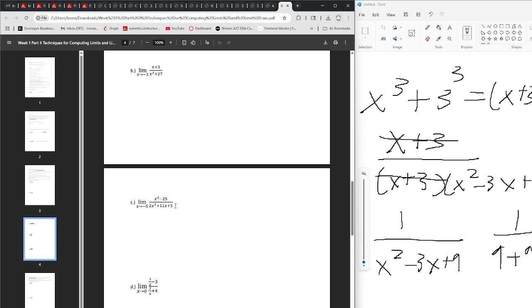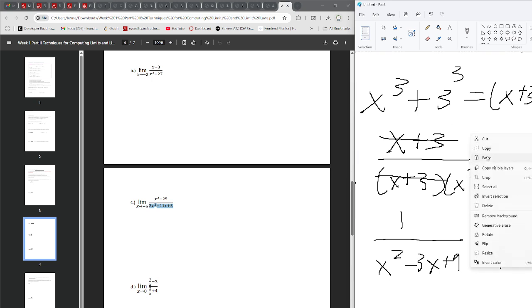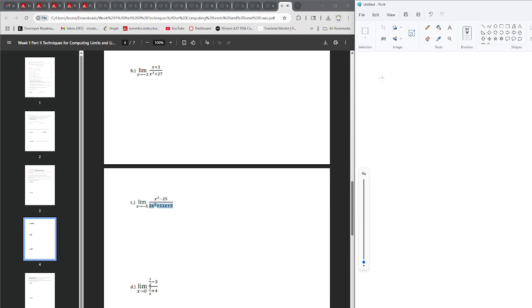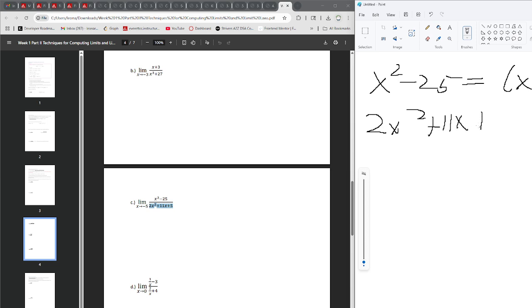X squared minus 25. Okay, awesome. Well, we could rewrite x squared minus 25. That's equal to x plus 5, x minus 5, difference of squares, and then 2x squared plus 11x plus 5.